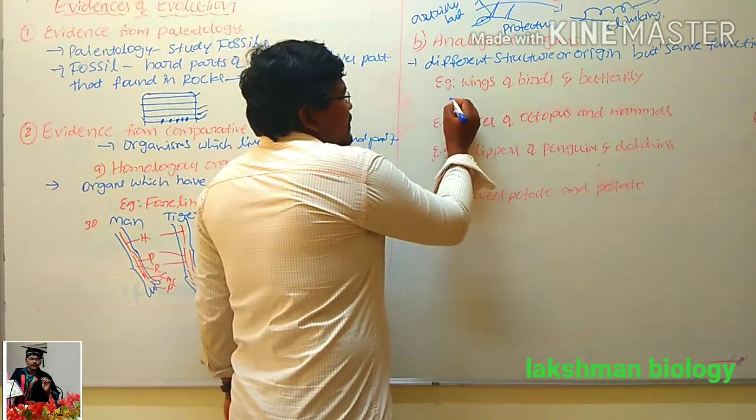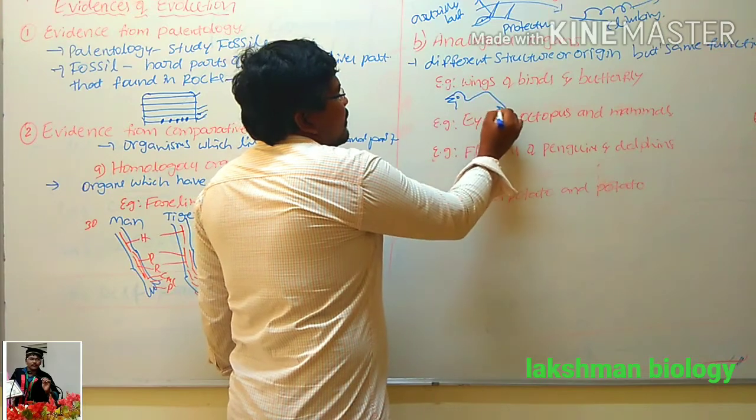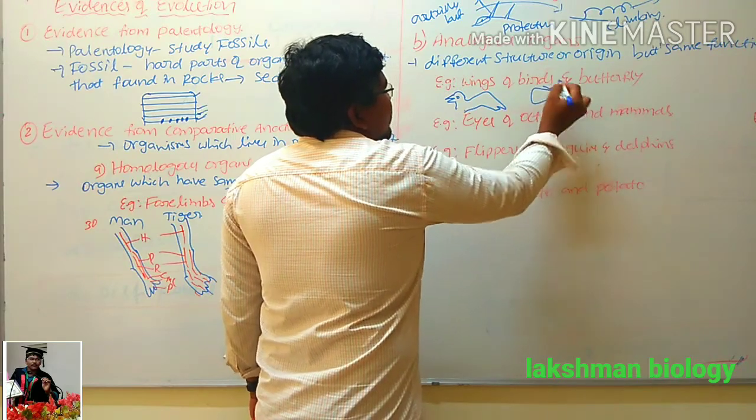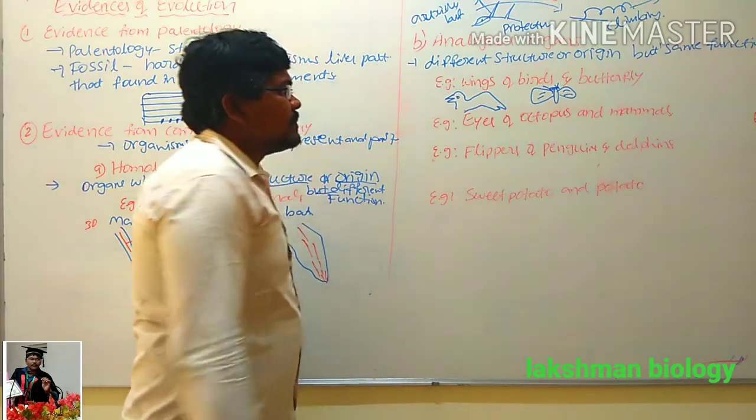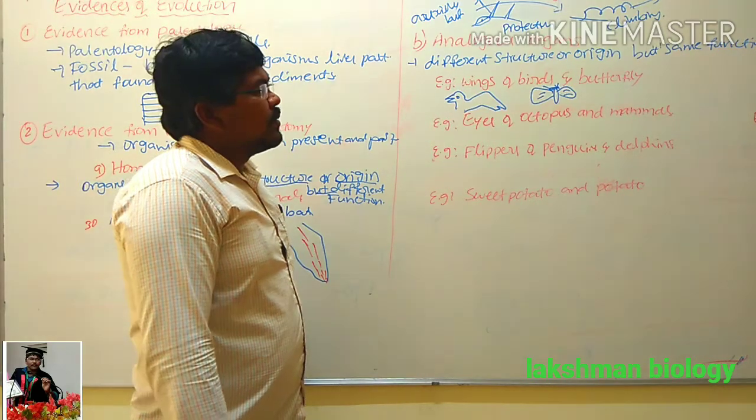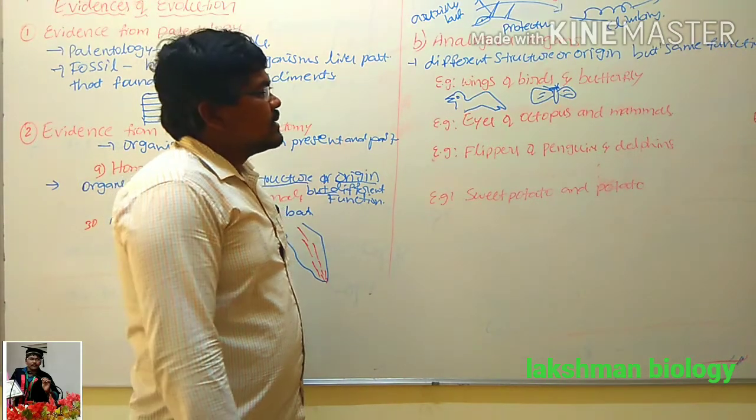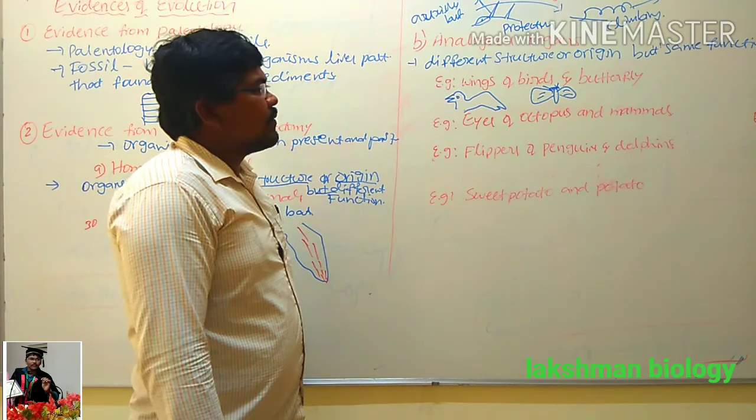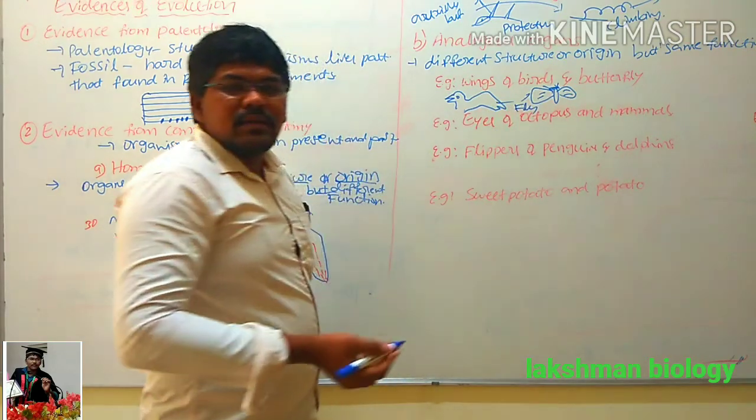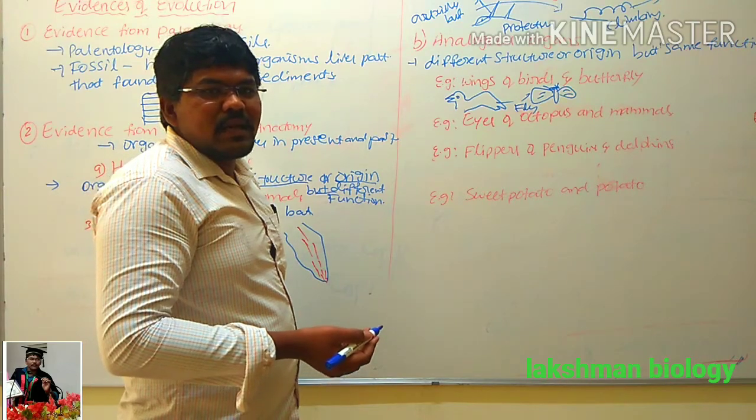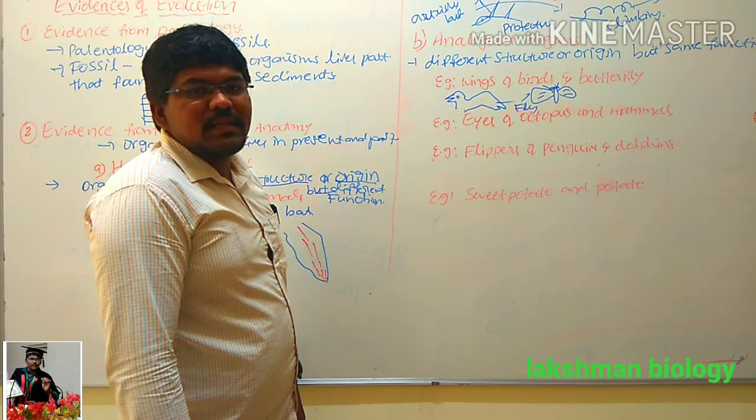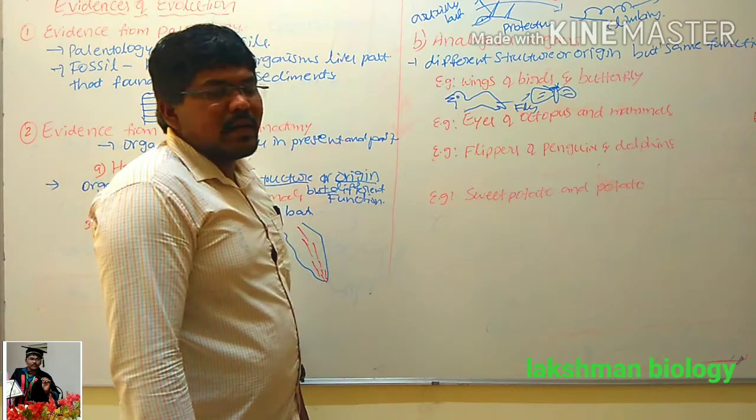This is the wing of a bird and this is the wing of a butterfly. Both have different structures, but both are used for flying only. Same function. Hence, wings of a bird and wings of a butterfly are examples of analogous organs. The organs which have different structure and same function are called analogous organs.